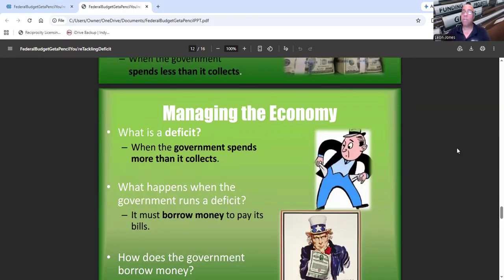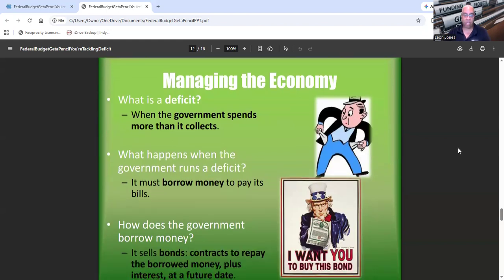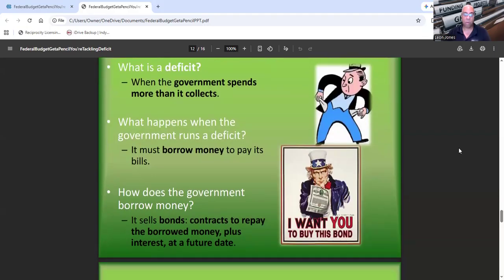And here's what the government does do. This is why we have debt. What is a deficit? When a government spends more than it collects. What happens when the government runs a deficit? Well, it must borrow money to pay its bills. And they keep borrowing money. This is why the government is always going to be in debt. And how does the government borrow money? It sells bonds, which are basically contracts to repay the borrowed money plus interest at a future date.